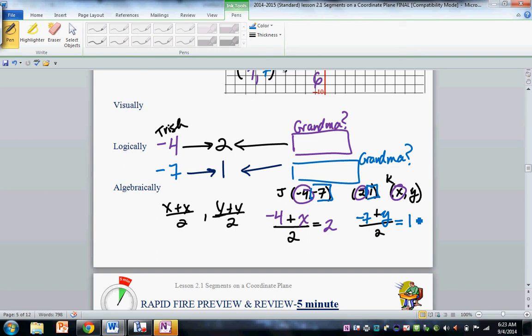I'd like you to demonstrate all 3 methods with your team and then come up with that other endpoint. Check your answer with the teacher.